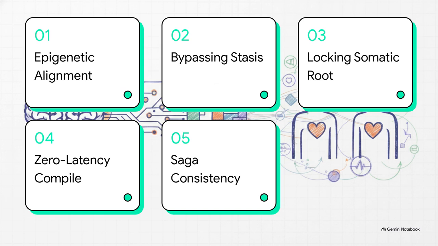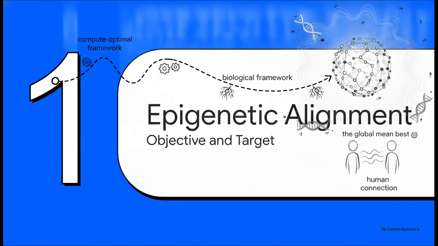First, the epigenetic alignment algorithm itself. Then, bypassing high-latency stasis, locking the somatic root, executing a zero-latency biological compile, and finally, the Saga consistency guarantee. All right, let's start with Section 1, the epigenetic alignment algorithm.